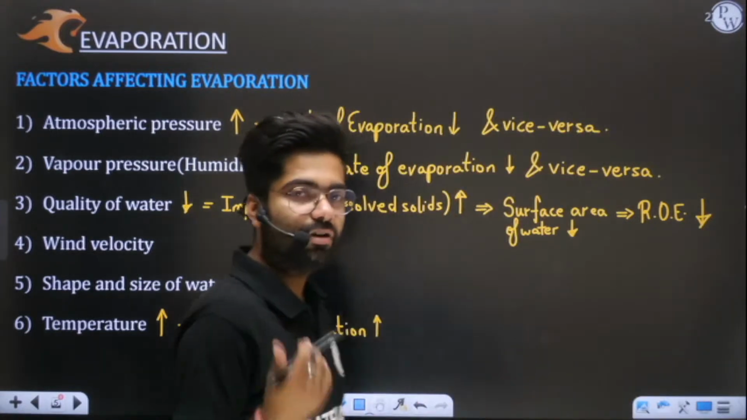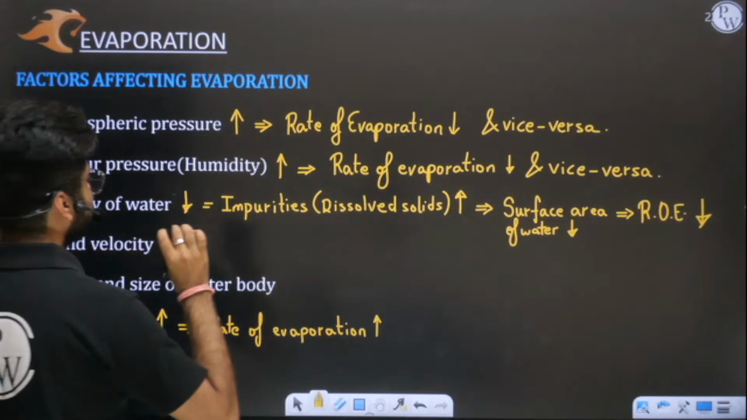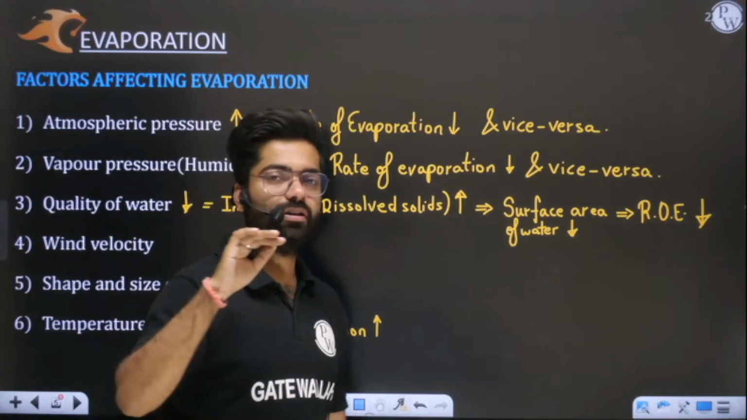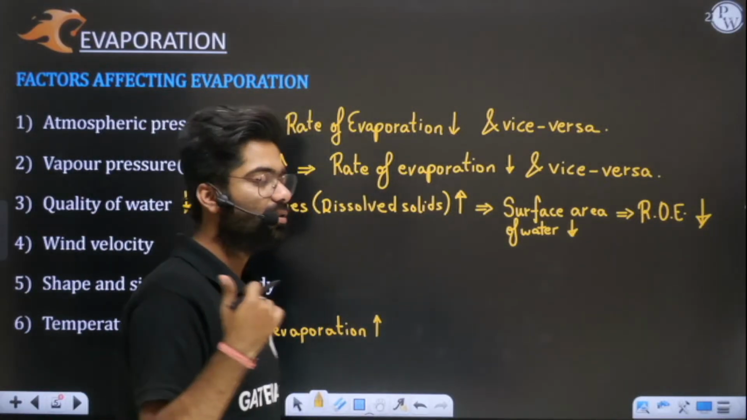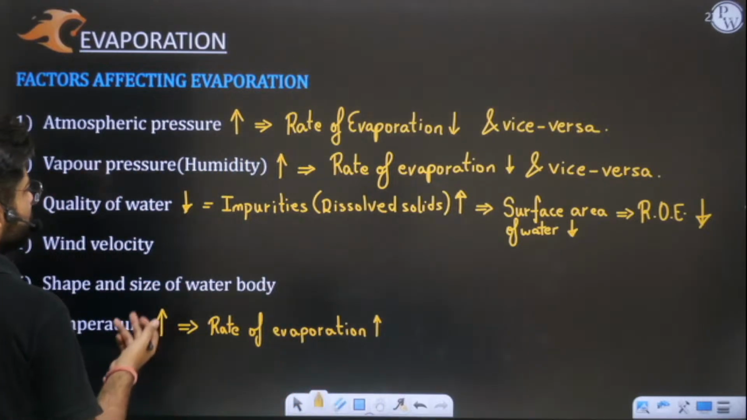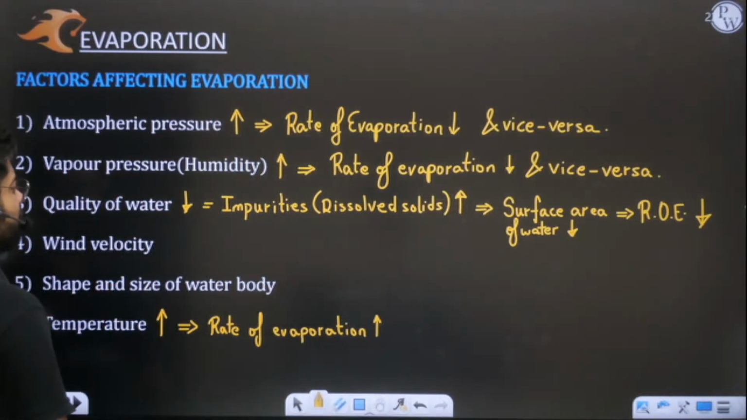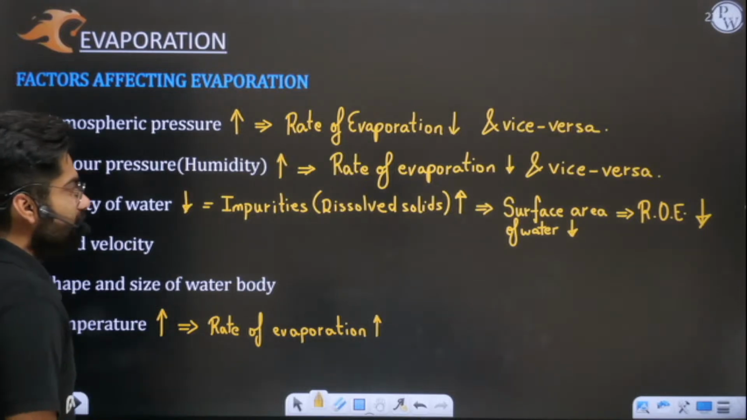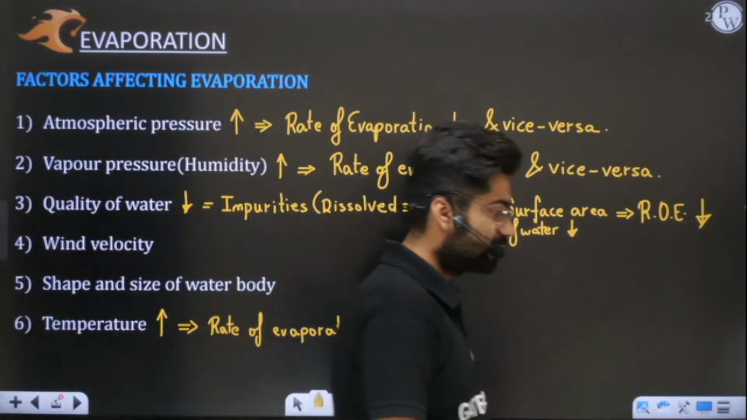So the more the impurities, the less the evaporation. And you can say, if water is more pure, then obviously evaporation will be higher. Okay, so it's very simple to understand. I hope this is very clear to you. Now tell me the fourth factor. I hope this logic is very clear to you.